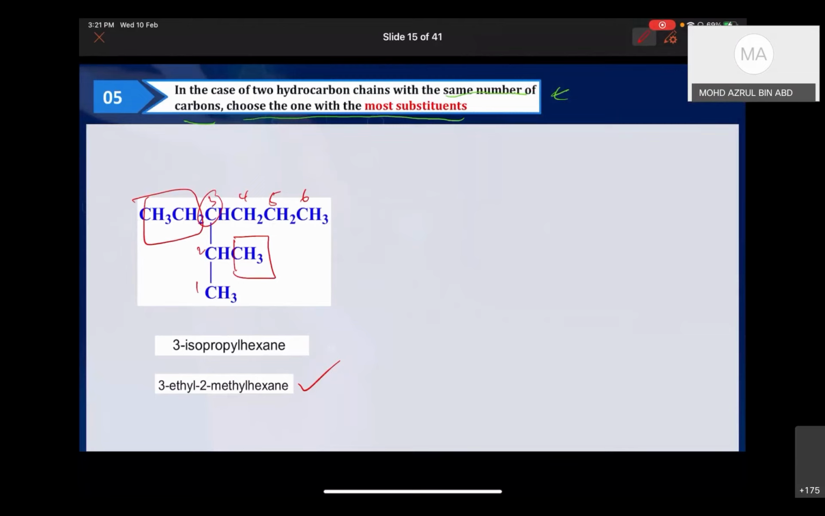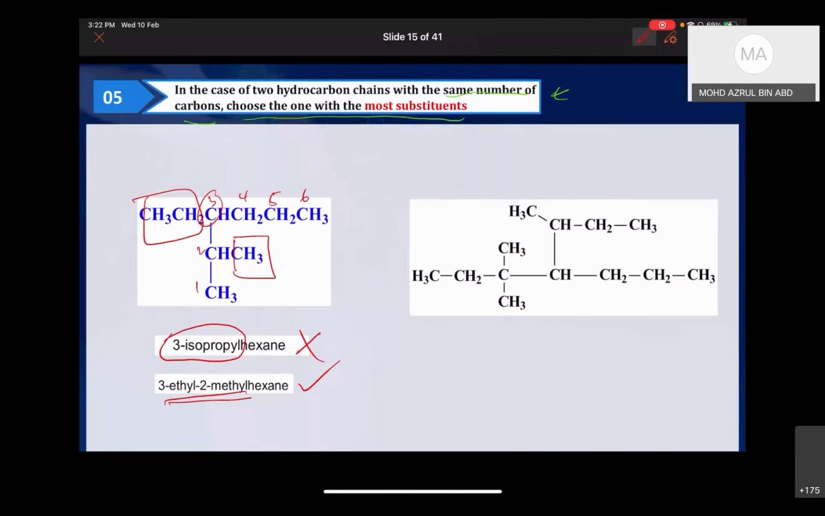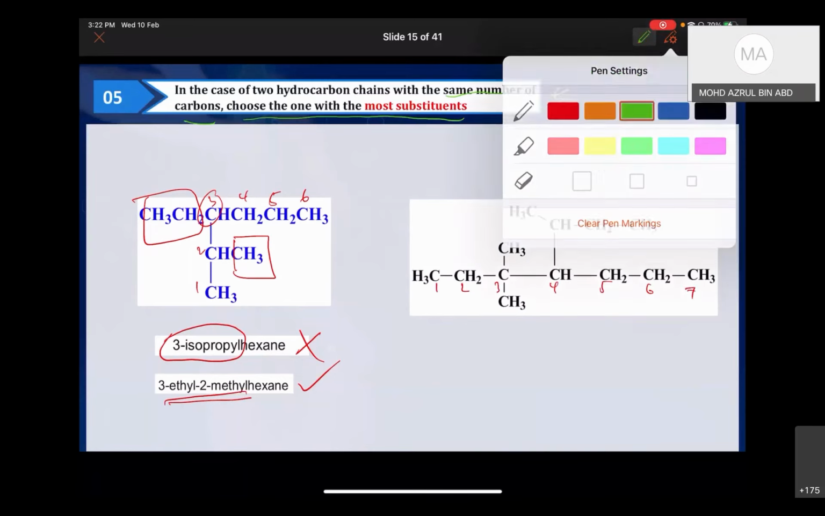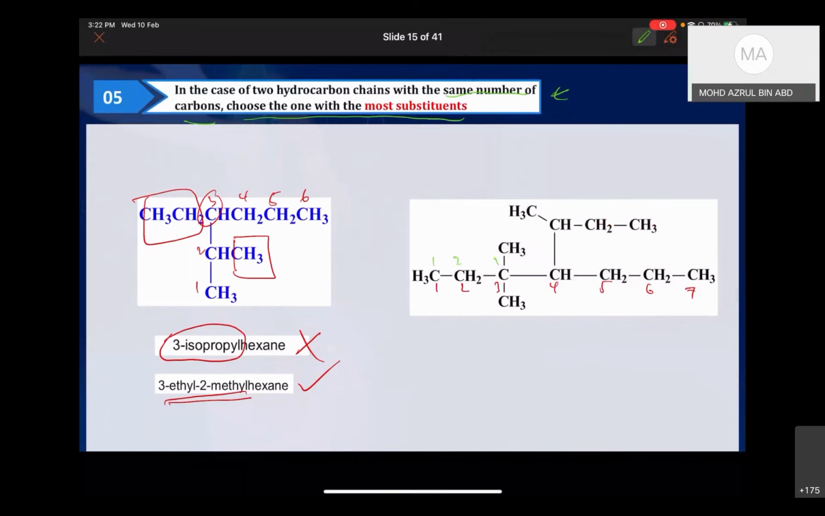So if you name it as a 3-isopropyl, you are wrong, because this one only has 1 substituent, instead of this one having 2 substituents. Okay, so how about this one? Let's say we follow the straight chain 1, 2, 3, 4, 5, 6, 7. That is the first possible. How about this one? 1, 2, 3, 4, 5, 6, 7. Both directions give 7 carbon.